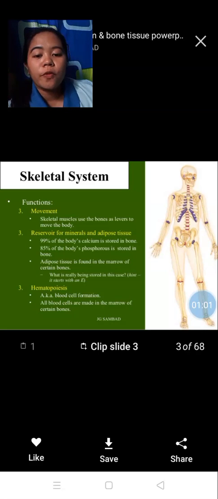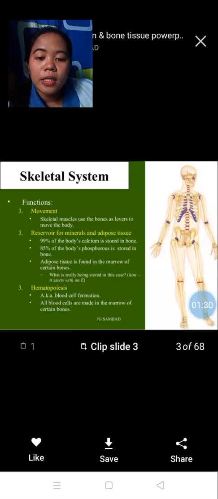Next is the reservoir for minerals and adipose tissue. 99% of our body calcium is stored in the bone, and 85% of the body's phosphorus is also stored in our bone. Adipose tissue is found in the marrow of certain bones. And hematopoiesis, or blood cell formation: all blood cells are made in the marrow of certain bones.